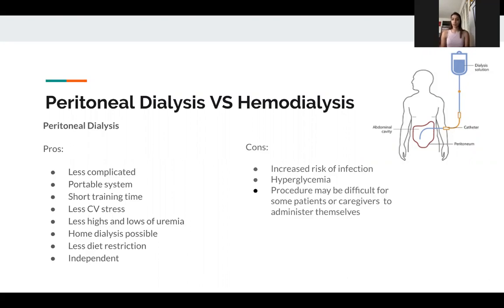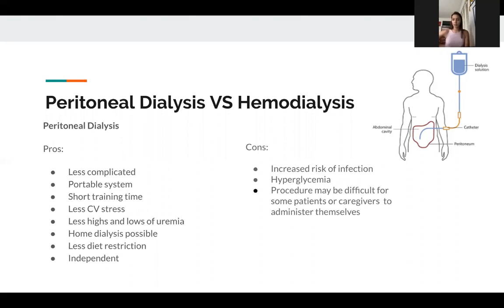So some pros for this is it is a little less complicated. It's a portable system. There is training time, but it's pretty short. There is less cardiovascular stress, less highs and lows of uremia. And then, like I said, home dialysis is possible, so they can be a little more independent and have less diet restrictions.